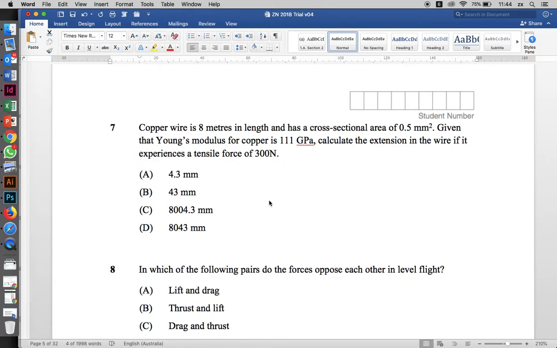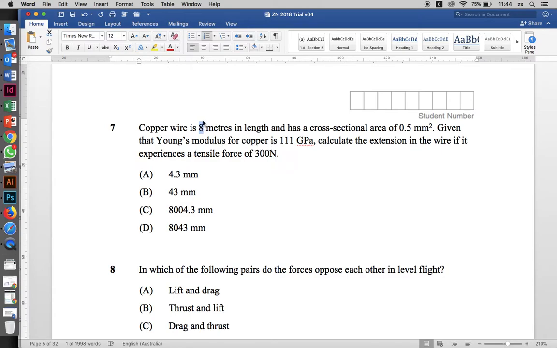So going in order, we know the capital E. We're trying to find, in this case, the extension, so that's lowercase e. If we're trying to find the lowercase e, we can just swap the two e's. So if we know F, in this case F is 300, L is 8. Now we're going to use 8,000 millimeters because we want everything to be consistent, so millimeters and megapascals.